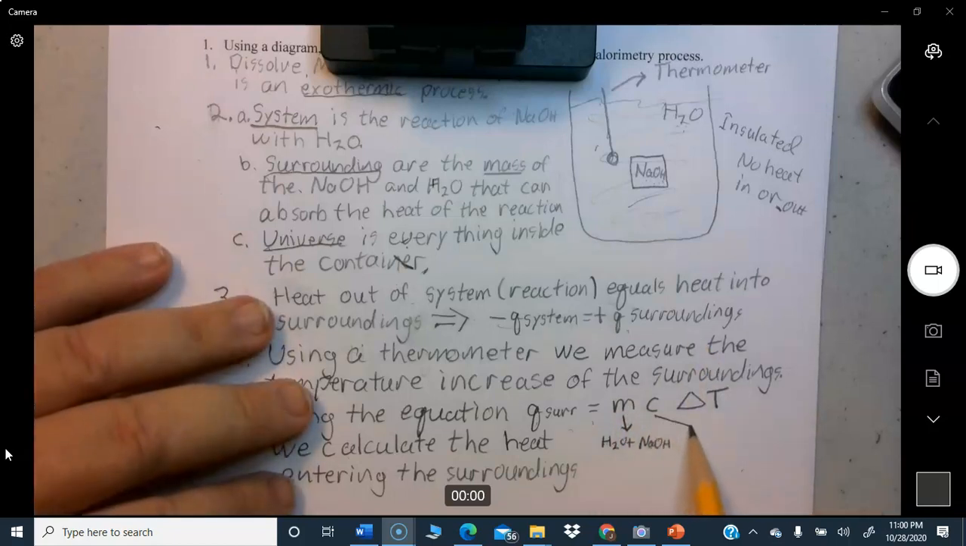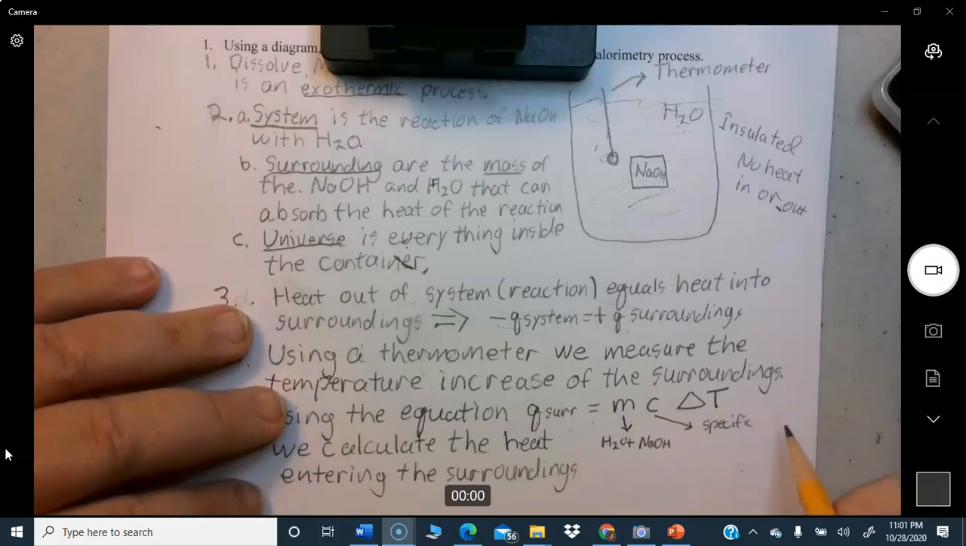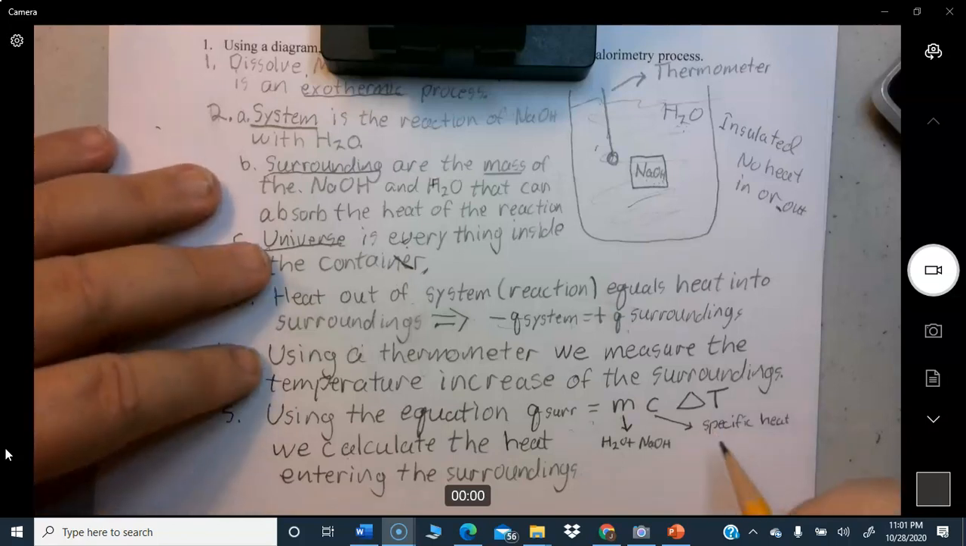This is the specific heat of water. Even though it's a solution of both NaOH and water, there's a small enough amount of NaOH that we don't have to consider what its specific heat is. We just consider the specific heat of water, which equals, I'll write it down here, 4.18 joules per gram Kelvin.